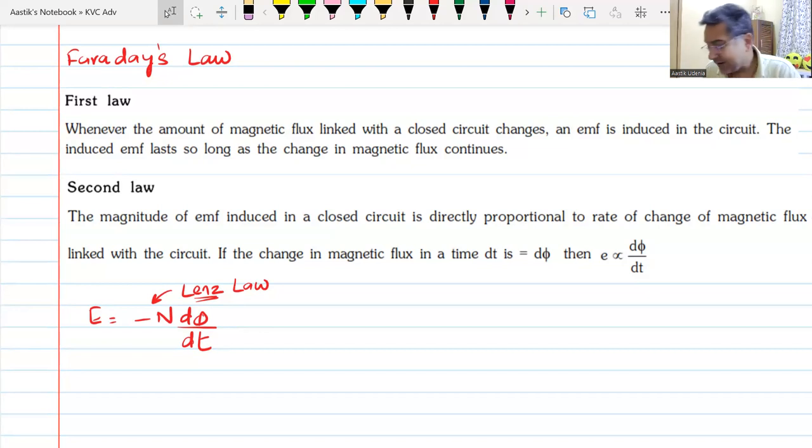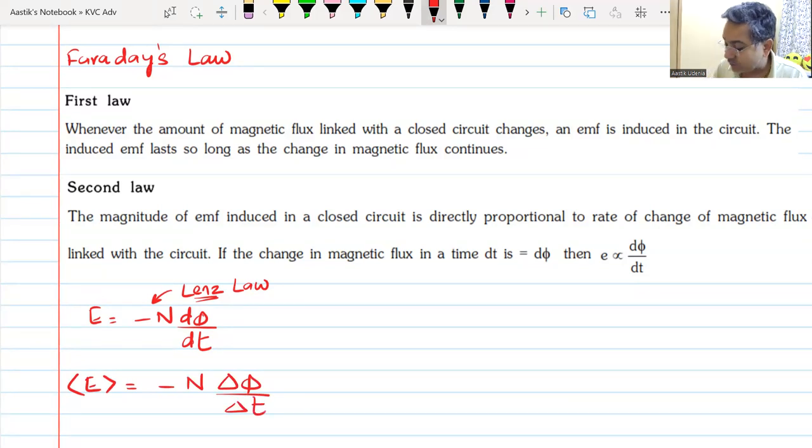Whenever we are writing Faraday's law like this, this is the instantaneous EMF induced in the coil, the EMF at any particular instant. If I have to find out the average EMF over an interval of time, how will I find the average EMF? That will be equal to minus N into total change in flux divided by total time. Do we understand this? Yes, sir. This is the instantaneous EMF and this is the average EMF.